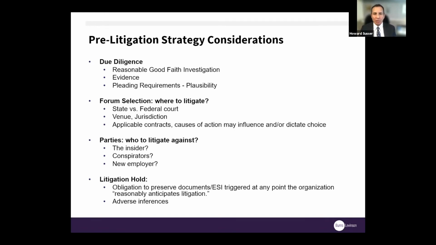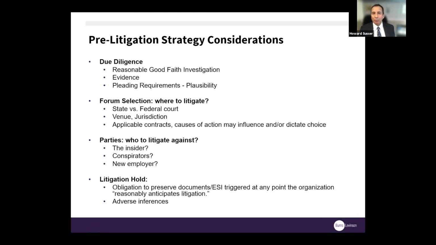Once you decide that you have a cause of action or several causes of action and you want to get the courts involved, you have to pick where, and that can be state court or federal court. There are some causes of action, like the copyright statute, that are purely federal. So if you're going to bring a copyright claim because you think there's source code misappropriation that's been incorporated into a competitor, you might need to be in federal court.